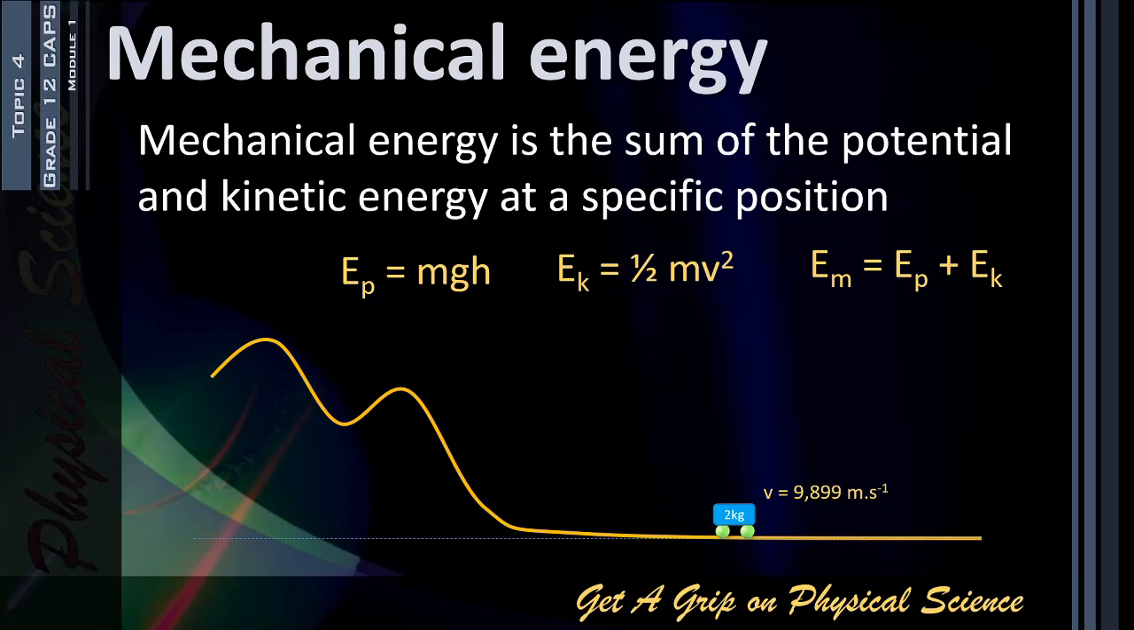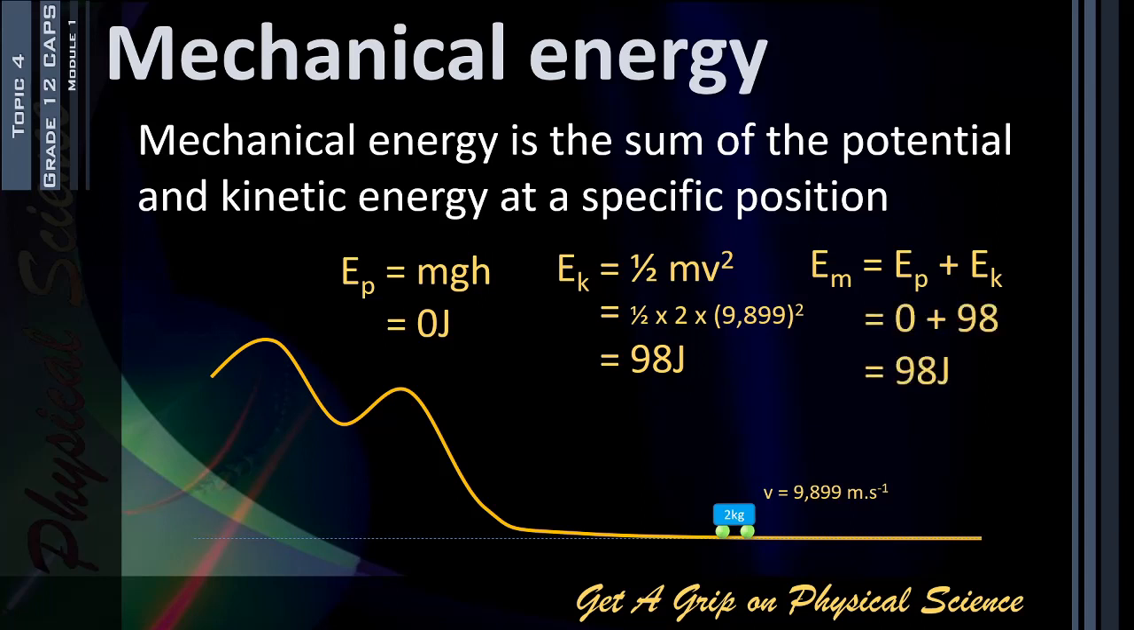The potential energy, because the height is 0, will be 0 joule. The kinetic energy is a half times 2 times the velocity squared, which is 98 joules. And then the mechanical energy is the sum of the potential and the kinetic energy, and that gives us 98 joule.